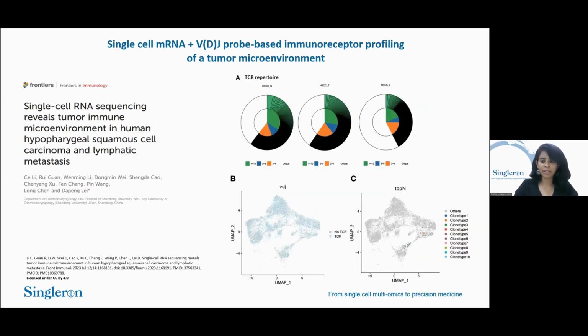And on top of that, they were able to add the TCR repertoire for all the T cells in the data. So here you can see they're able to understand the differences in the diversity, different clonotypes, what cells have TCRs on a UMAP, and finally get the top 10 clonotypes, which would be of interest for downstream questions.